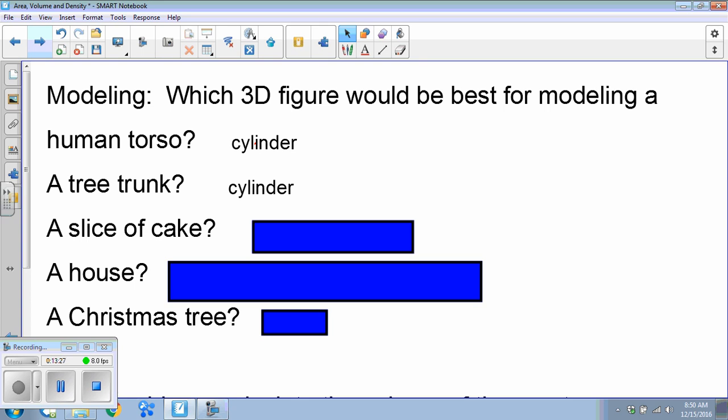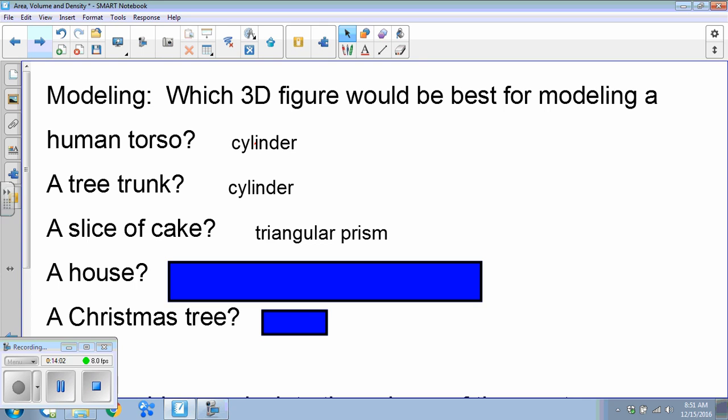Okay, so once again, I guess it depends on how you're cutting the cake. Regardless, it's going to be a prism. It could either be a rectangular prism or a triangular prism, or a cylinder. But regardless, the top and bottom are going to be the same shape, right? I don't know who cuts a cake in a home, but still. Ice cream cake.